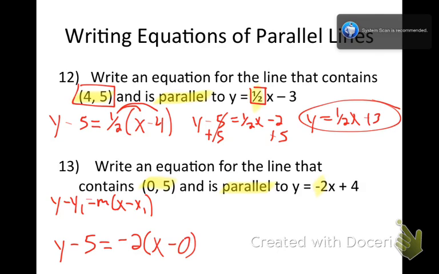To get the y by itself, I would distribute. So I'd say y minus 5 equals negative 2x. And then I would add the 5. So y equals negative 2x plus 5.